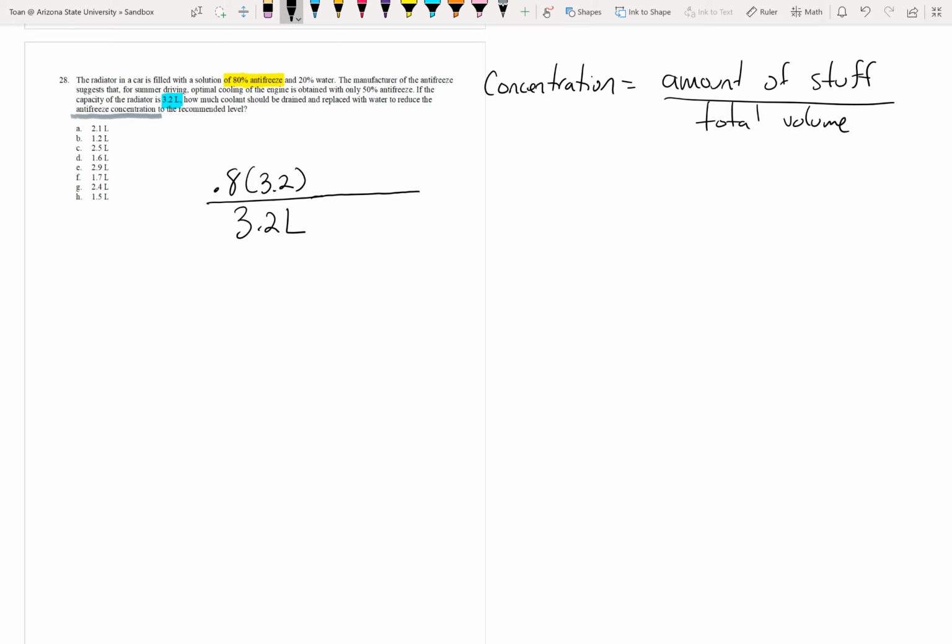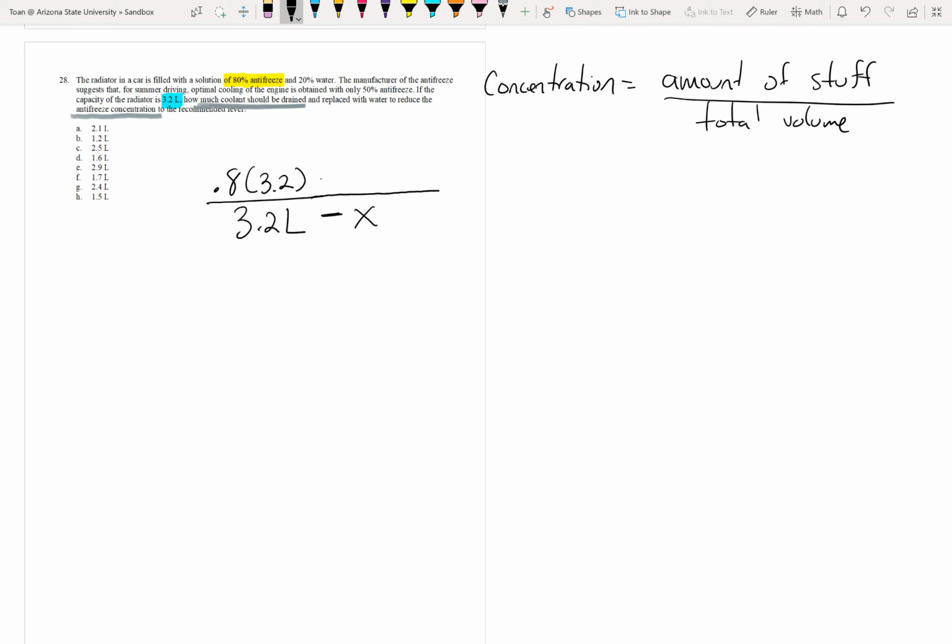Now, what are we going to be doing to this concentration here? Well, it says we're going to drain, because it says here, how much coolant should be drained? So we're going to be draining this coolant. Obviously, if you're going to drain some, I'm going to be reducing the total volume. Now, this is what we have to think about. If you drain this coolant, are you losing amounts of antifreeze? And hopefully the answer is an obvious yes. If you drain some stuff, you lose the stuff that's inside of the mixture.